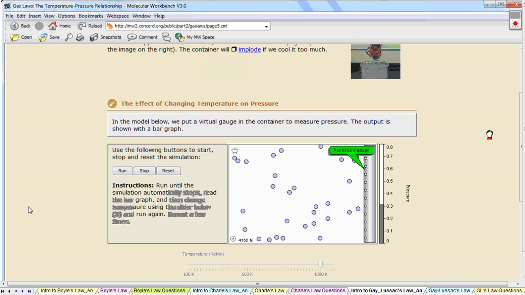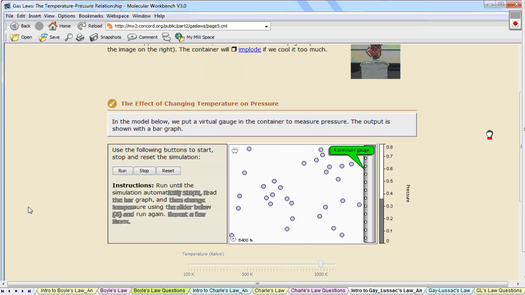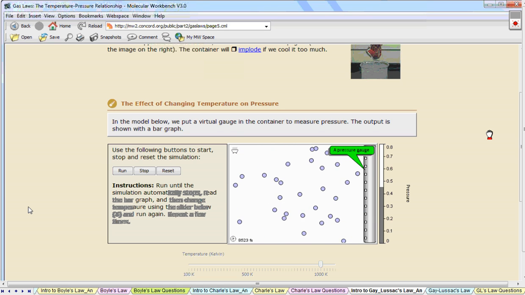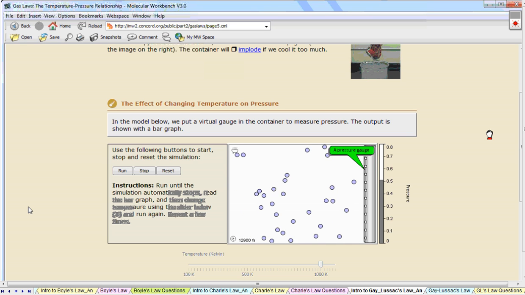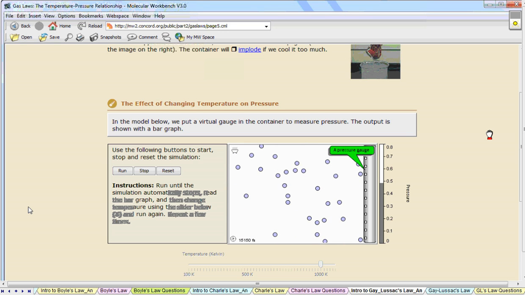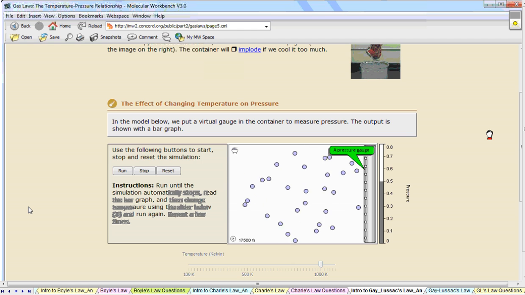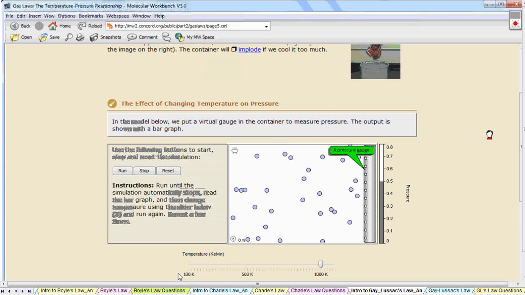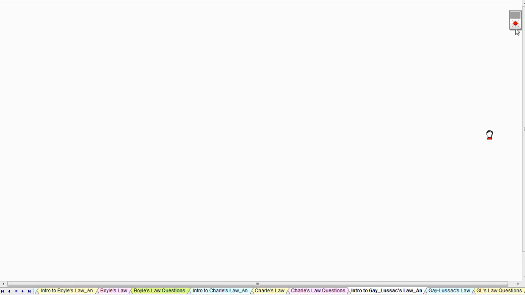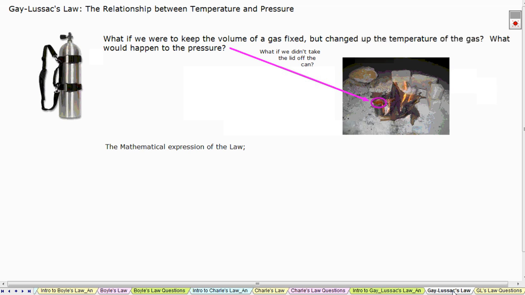Now we'll go up to 1000 K, and again we've added more energy. Particles are moving faster, and they're striking the surface with greater force, which is increasing the pressure. So we're up to about 0.5 units of pressure. So what we can see here happening is that whenever the temperature is increased, the pressure also increases along with it.